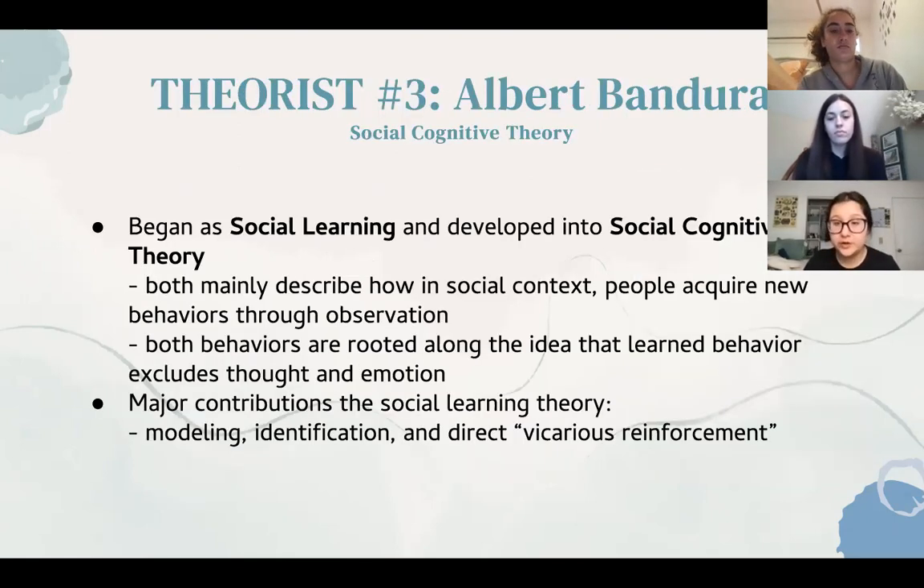So our third theorist is Albert Bandura, who is mainly known for creating the social cognitive theory. This theory began as a social learning theory, but then it developed into what is known now as the social cognitive theory. Both mainly describe how, in a social context, people acquire new behaviors through observation.